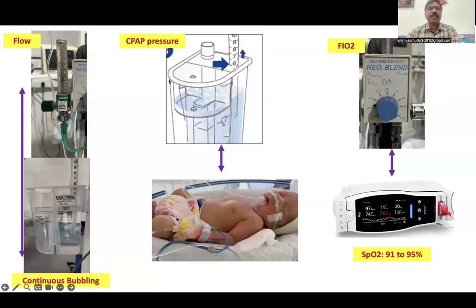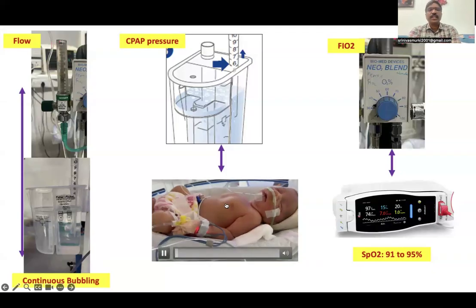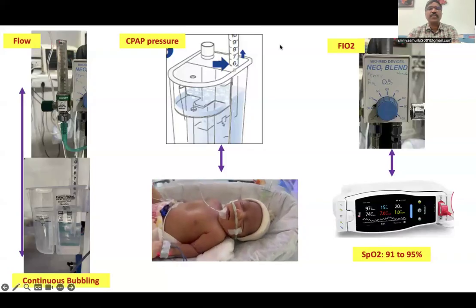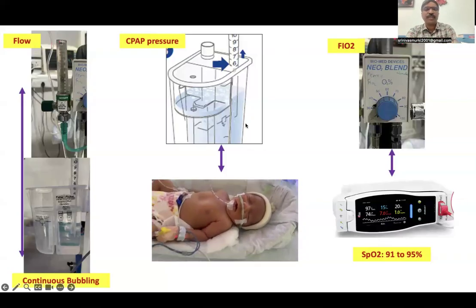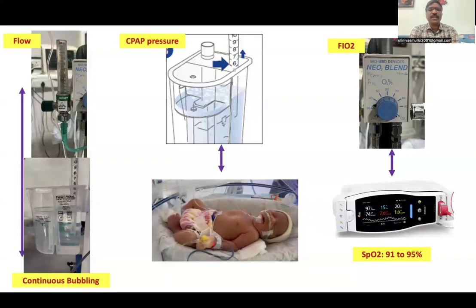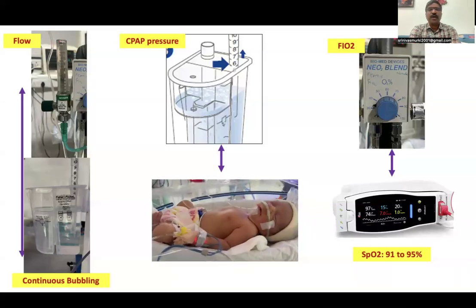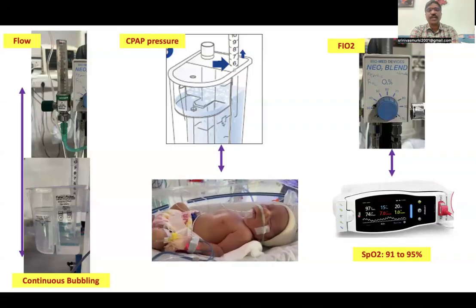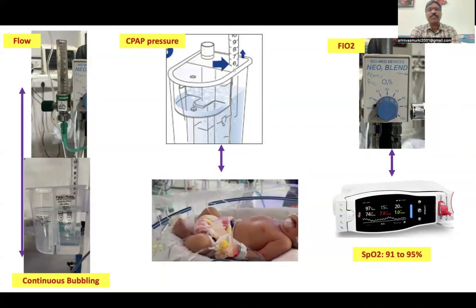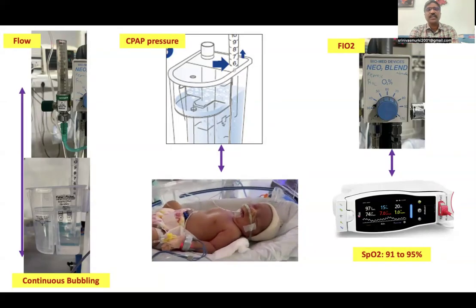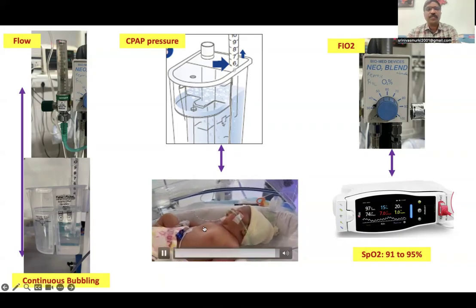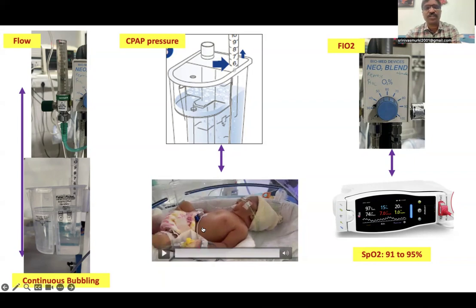Now, the second is the pressure. We said we'd start with a pressure of 5 centimeters. Then look at the retractions of the baby or recessions of the baby. And the other method is to objectively do a Silverman-Anderson score. If your Silverman-Anderson score is improving, it means that your pressure is working and your pressure is adequate. But if the Silverman-Anderson score is the same or increasing, that means your pressure is inadequate. Then you need to increase the CPAP settings from 5 to 6 or 6 to 7.